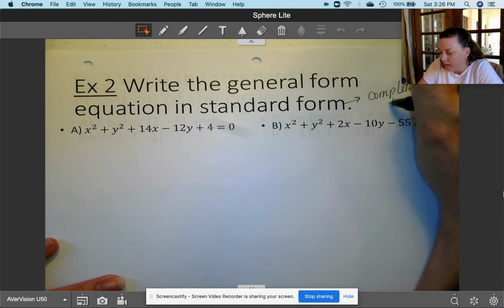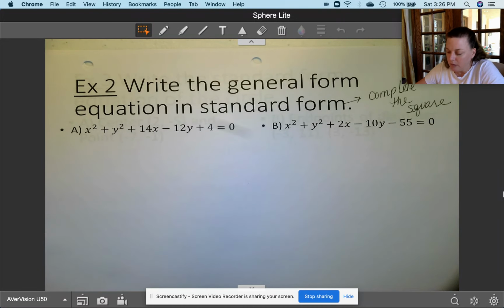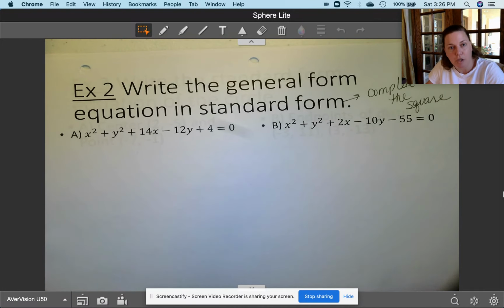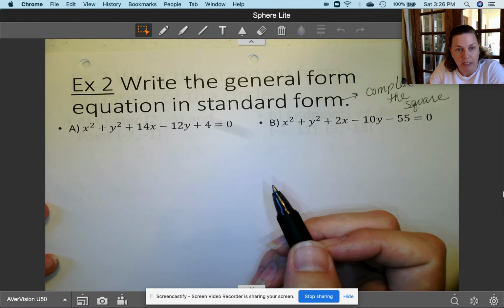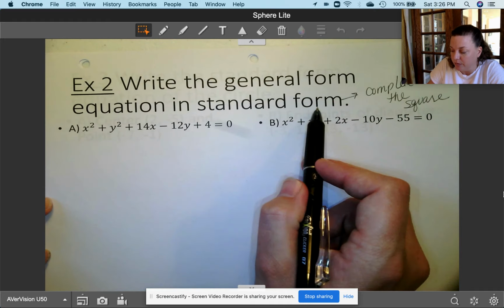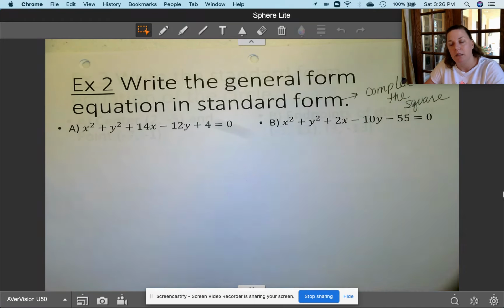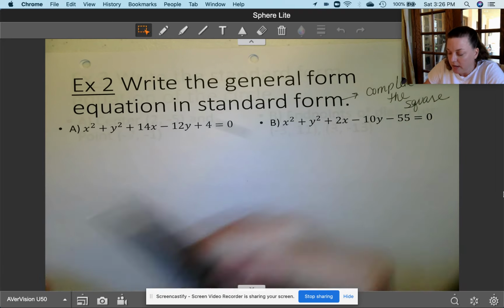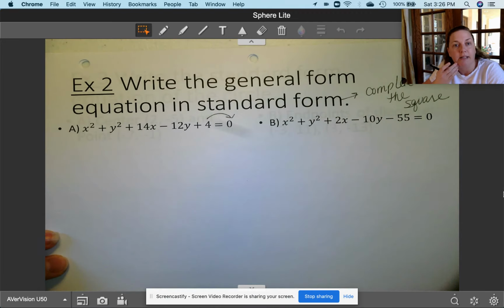Complete the square. We've done this before, ladies and gentlemen. In order to get going, the first thing we want to do is collect all our like terms. I also want to think about getting it into standard form. The radius is on the right-hand side, so anything that looks like a number that could just be a radius, I want to go ahead and move to the right-hand side.